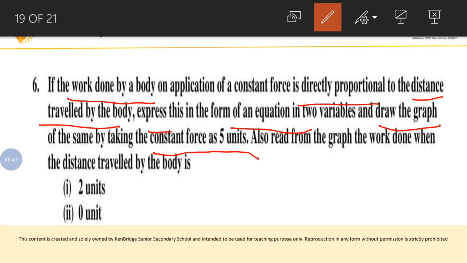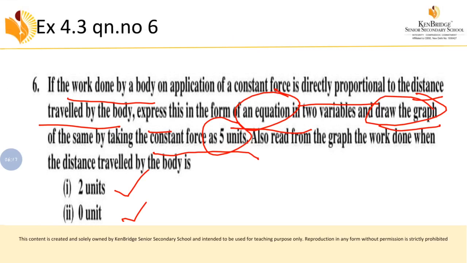In the previous question they gave the statement alone, they didn't give the value of the constant term, but here they have given the value for the constant term. So first we have to write the equation, then we have to draw the graph, and we have to take the constant as 5 units. And then read from the graph the work done when the distance traveled by the body is 2 units and 0 units. They have given 2 conditions that we also have to apply in the equation. So let's see how to solve this question.